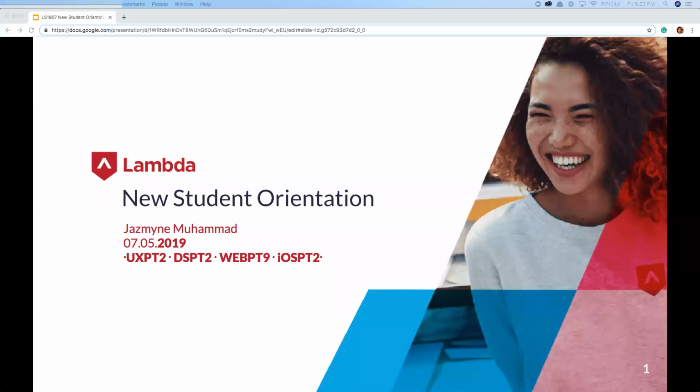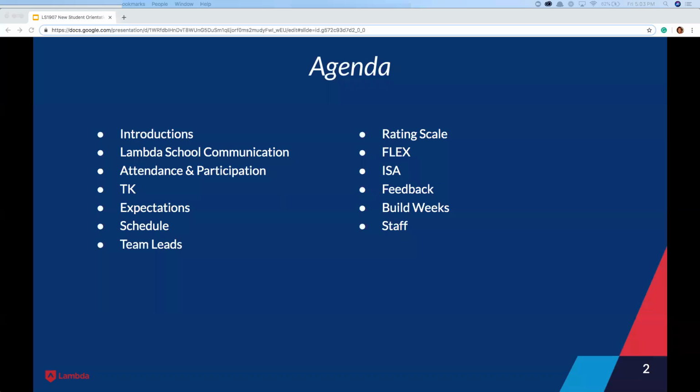So let's go to the agenda. So we're gonna do some introductions. I have so much information to give you guys. So keep your ears open, keep your minds open, and stick with me, okay? So introductions, we'll talk about how we communicate here at Lambda School. We'll talk about the training kit, some expectations. Then we'll go over the schedule, talk about team leads a little bit. We'll talk about the rating scale, unit flex, the ISA, as well as how you guys can give us feedback, and some build week stuff or build sprints. And also I'll introduce you to your staff as well, okay? So let's get started.